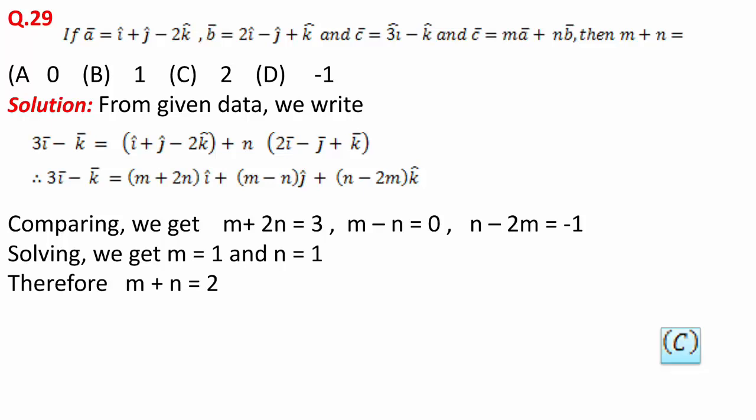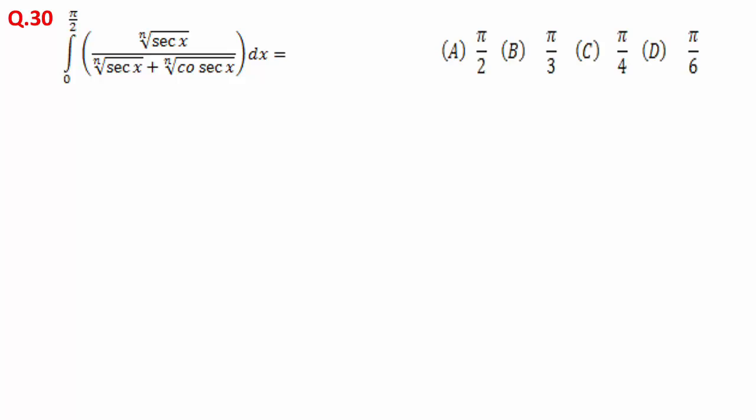Correct option is C. Question 30. Integration 0 to pi by 2 of nth root of sec x divided by nth root of sec x plus nth root of cosec x dx is, options are A pi by 2, B pi by 3, C pi by 4, D pi by 6.